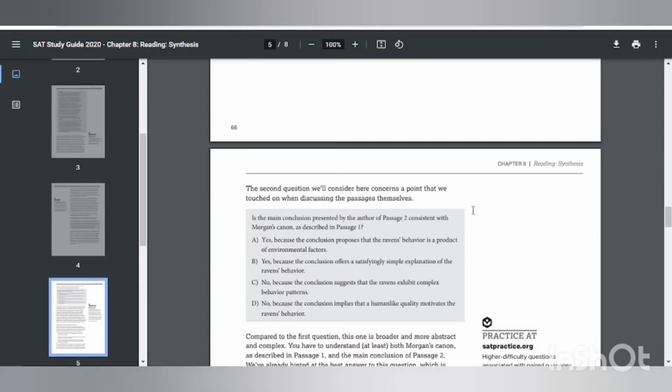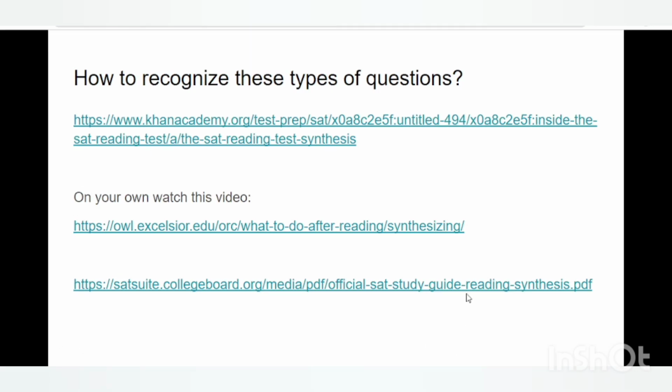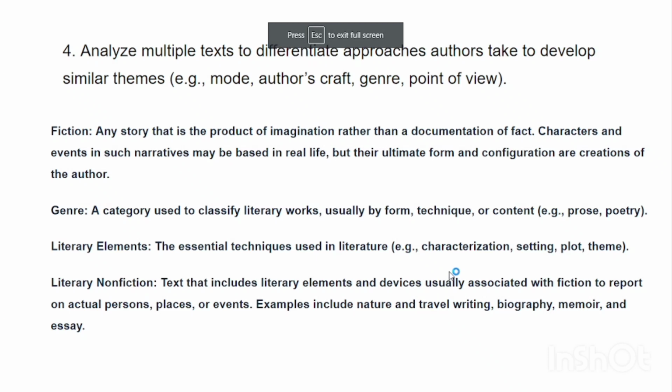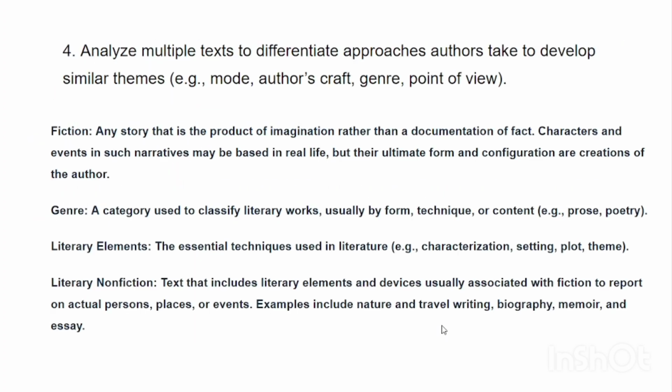You can read this on your own whenever you have the chance. I wanted to allow you to see the difference or understand what I'm saying. So this is the last competency: analyze multiple texts to differentiate approaches authors take to develop similar themes, which covers mode, author's craft, genre, and point of view. So I wanted to go over the vocabulary terms with you.